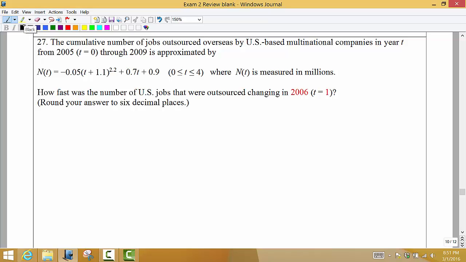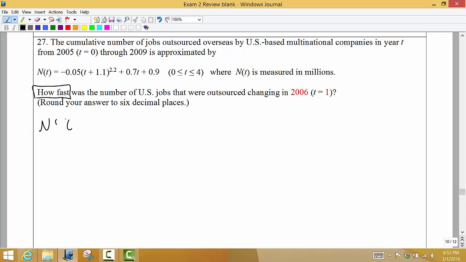All right, number 27, we're given a function that approximates the number of jobs that were outsourced overseas, and this gives us a measurement in millions. T equals 0 corresponds to the year 2005. So we're asked to find out how fast was the number of U.S. jobs that were outsourced changing in 2006. So first, since we're asked how fast, we're looking for a rate of change.